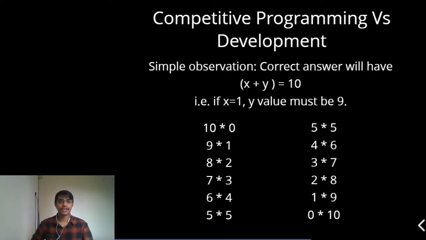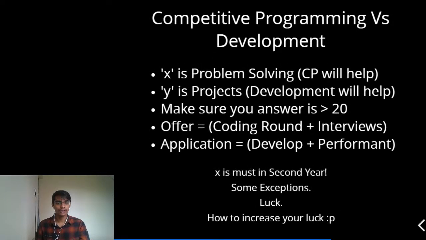Hope you have learned something here. And my point here is, it will get revealed in the next slide. So we have the answer, 5 into 5 is giving the maximum answer, that is 25. So here I am mapping it with competitive programming versus development. Consider X is problem solving. Problem solving is one of the important things that is required in interviews. So for problem solving, competitive programming will help. While you participate in long challenges, or even do practice problems on Geeks for Geeks or HackerRank or any website, you will develop problem solving skills that will be helpful here.